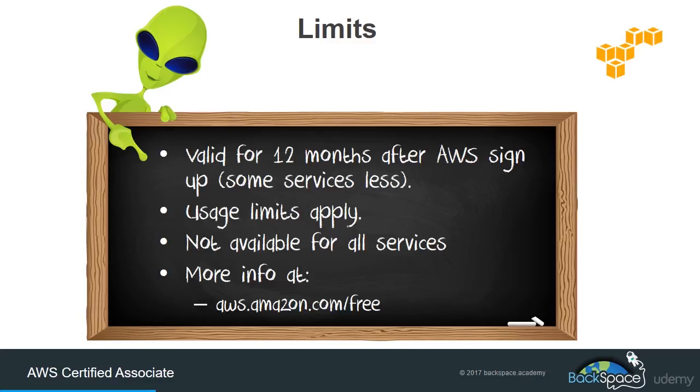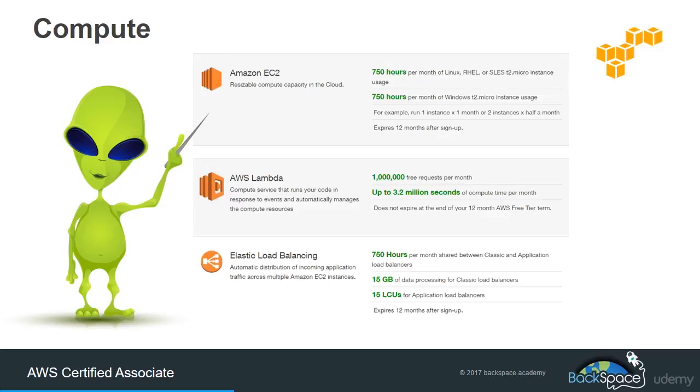aws.amazon.com/free. Now within the compute category, the services that we'll be looking at mostly in this course and that will be on the free tier are EC2, Lambda and Elastic Load Balancing. The thing to look at with EC2 is that you're going to get 750 hours per month of Linux or Windows, on a T2 micro instance. So if you run a T2 micro for a month and you're on the 12-month sign up and that's the only instance you're running, then you will get that for free.